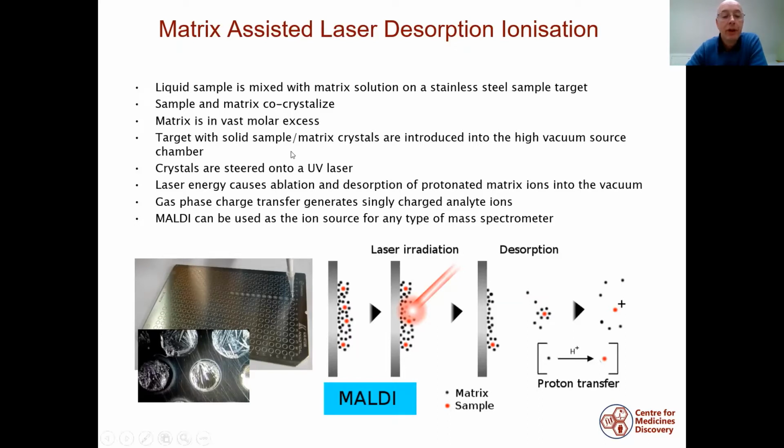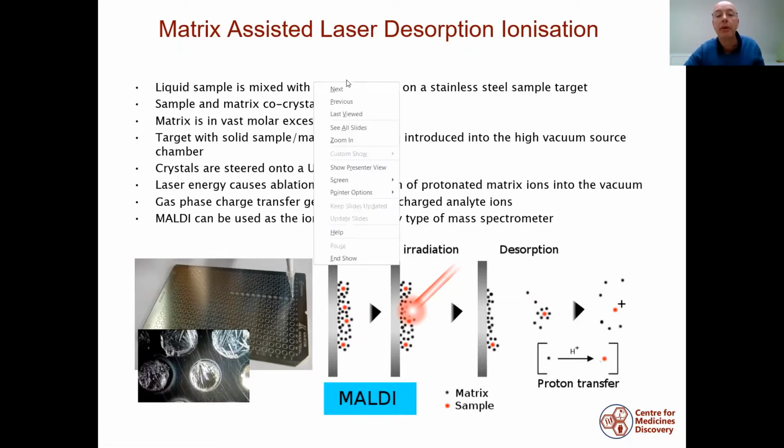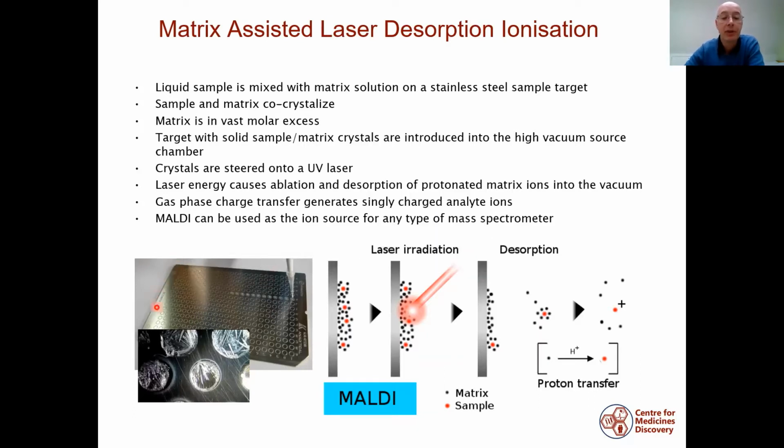I've shown you a, just let me get my pointer. This is a sample target. This is a microtiter plate format, so it's a similar size. And each of these spots on the target are about 2 millimeters across. So there is a vast molar excess of matrix.